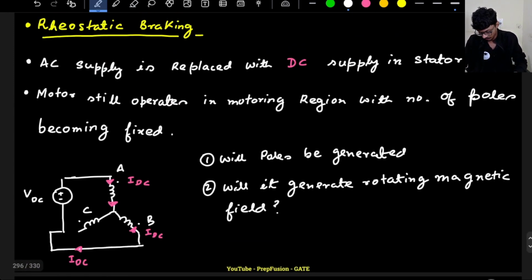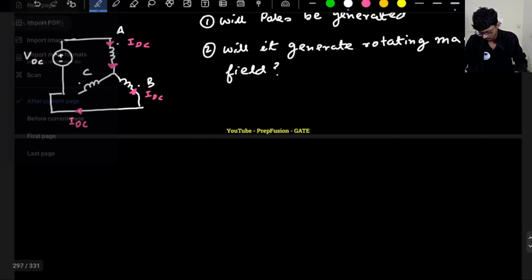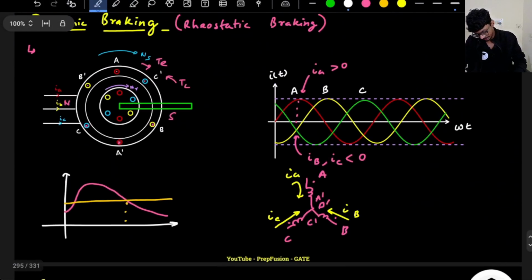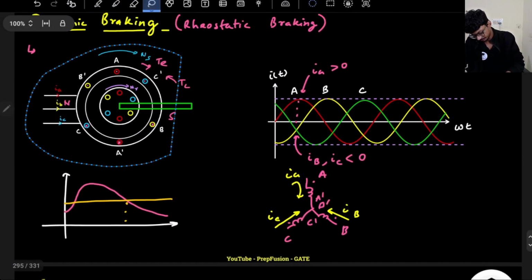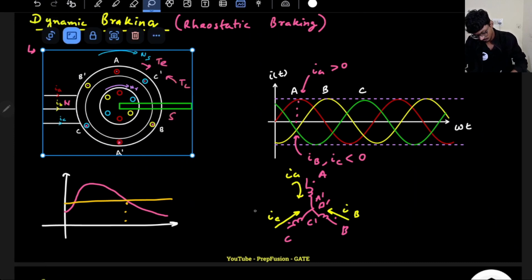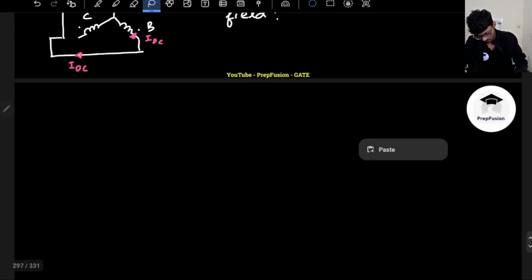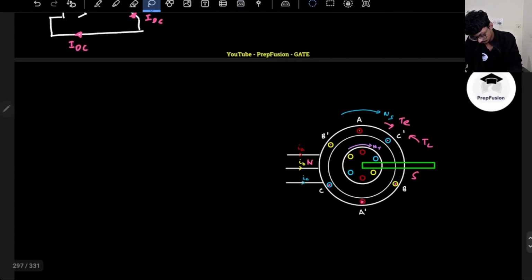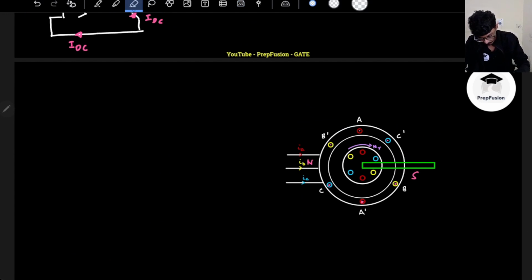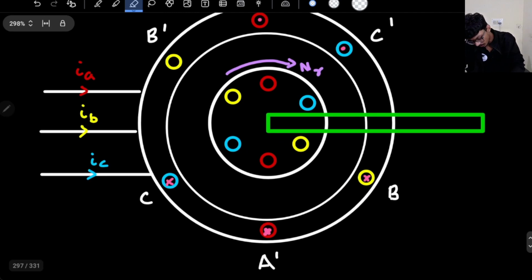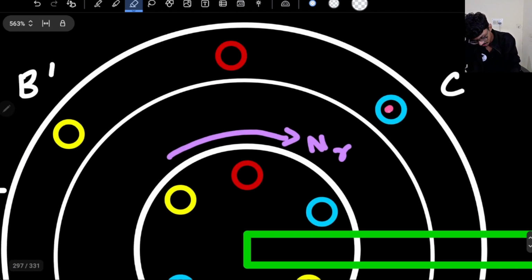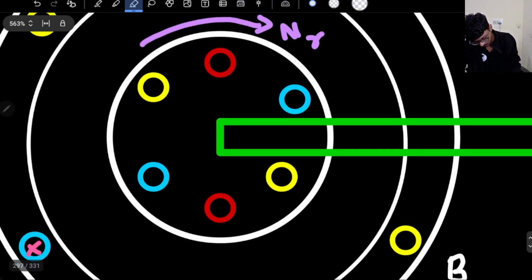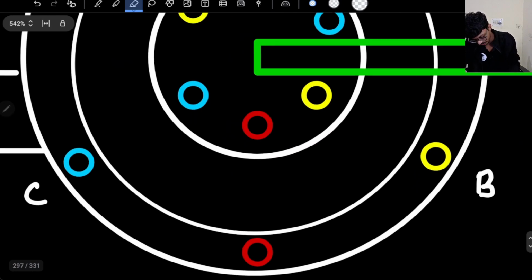Okay, now I will solve. First of all, a pole will be created, that is for sure. But what will be the direction of the pole? For that, we first have to mark the dots and the crosses in the coils.